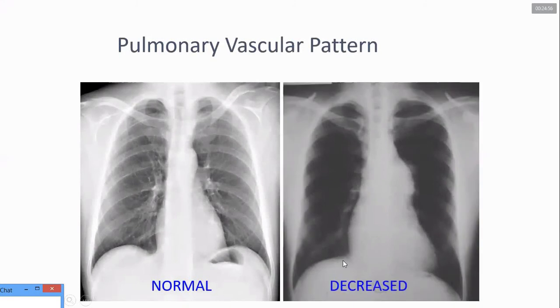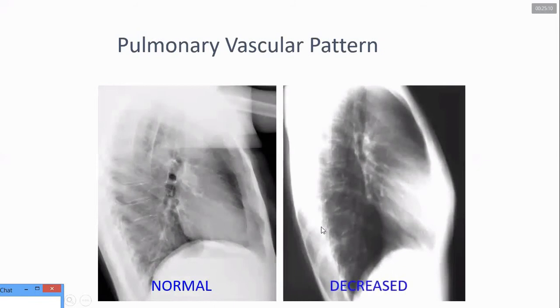Now, in comparison to this normal pulmonary vascular pattern, we can see the pulmonary vascular pattern is barely perceivable on both sides. So this is a decreased pulmonary vascular pattern, also known as oligemia. Now, decreased, this is also on lateral view. You can also see, in comparison to the normal, this is also a decreased pulmonary vascular pattern, also known as pulmonary oligemia.